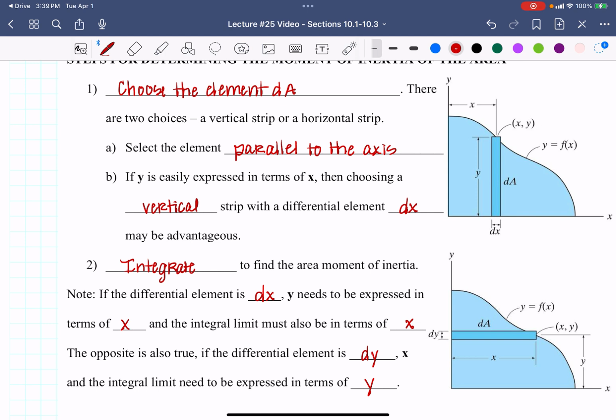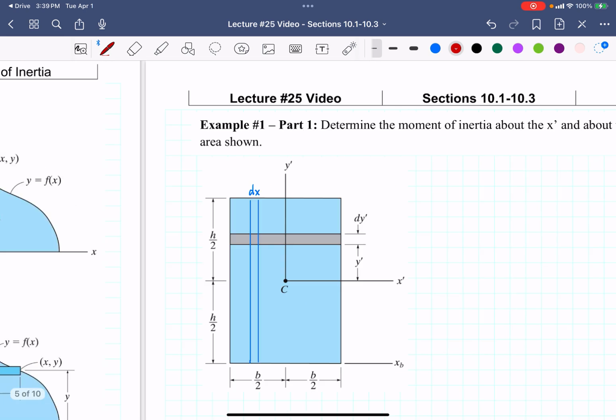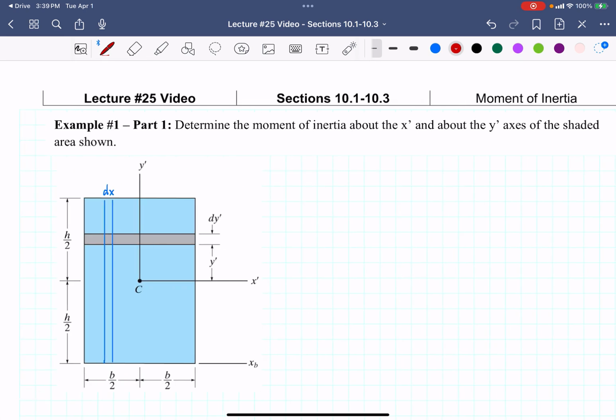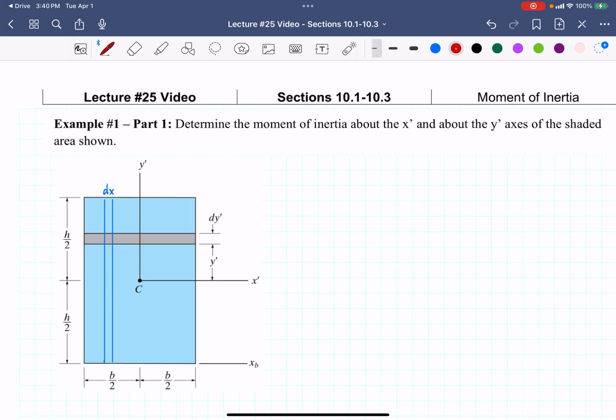So let's look at some examples to try to help you picture what that looks like. So example number 1, it's asking me to determine the moment of inertia about the x prime and the y prime axis of the shaded area shown. Now notice that the x prime and the y prime are through the centroid, so I don't need to use the parallel axis theorem. So I am only going to use what we directly found before.